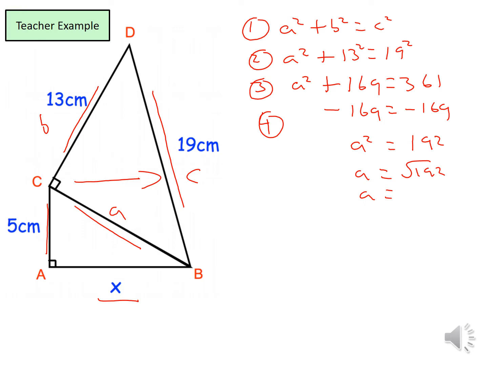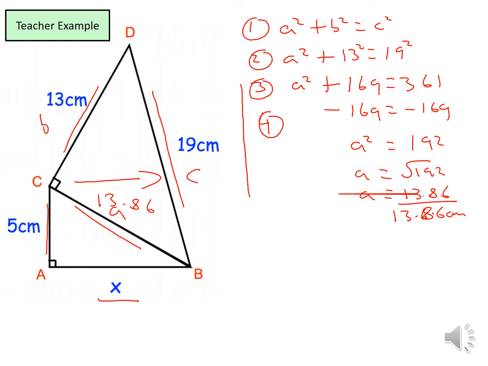So therefore, to find out a, I will need to square root 192, and that leaves me with a equals square root of 192, which is 13.86 to 2 decimal places. So I'll write that out clearly, 13.86 centimeters. Now that I have found side a, I'll write that in the question, and I can use that information to find the value of x.